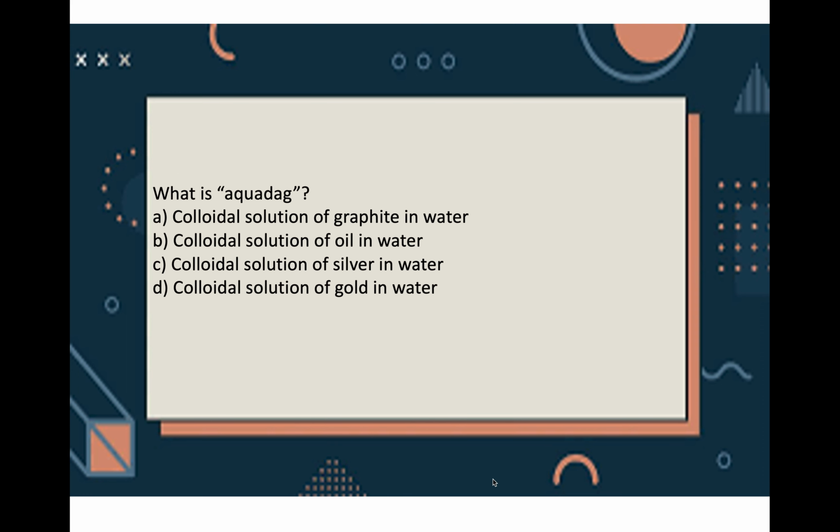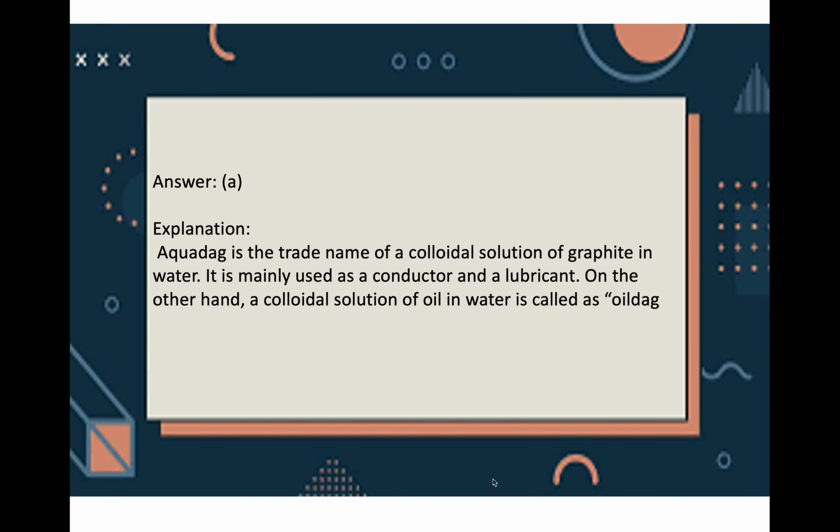Now, next question, what is Aquadag? Choice A, colloidal solution of graphite in water. Choice B, colloidal solution of oil in water. C, colloidal solution of silver in water. D, colloidal solution of gold in water. So, Aquadag is actually a colloidal solution of graphite in water. Aquadag is a trade name of colloidal solution of graphite in water, mainly used as a conductor and a lubricant. On the other hand, colloidal solution of oil in water is called Oildag.